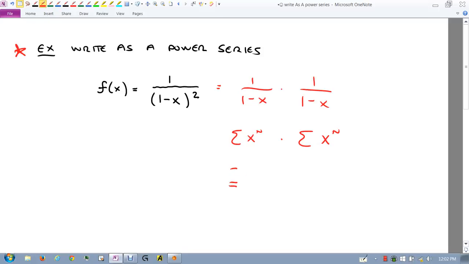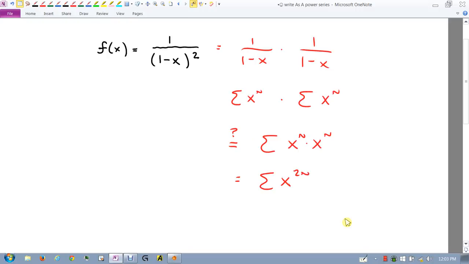Is this equal to the sum of x to the n times x to the n? Is it or not? In other words, is that x to the 2n? Because isn't that what that means? What do you think? Just try it. Just see if it works. Just start at n equals 0. What is this? n equals 0, you get 1. n equals 1. n equals 2. 3. Okay? That's what this is, right?